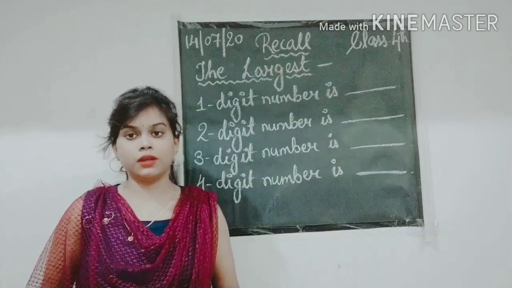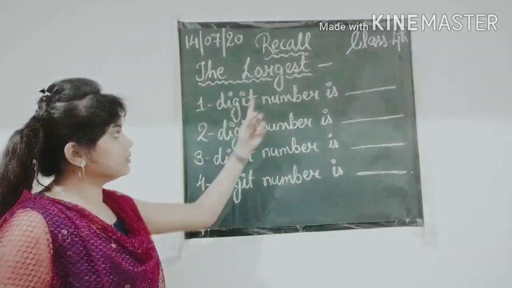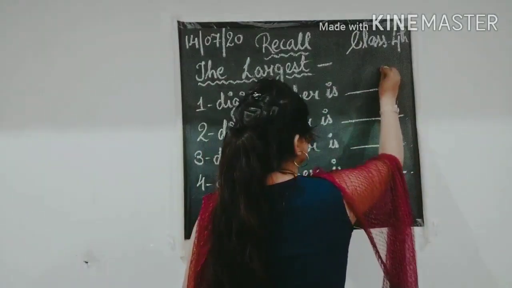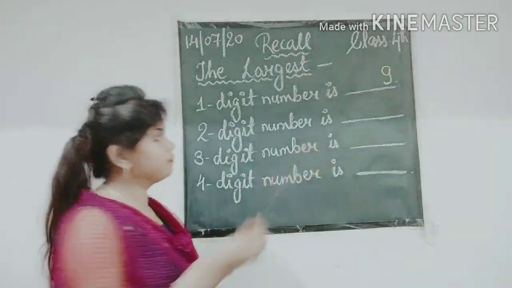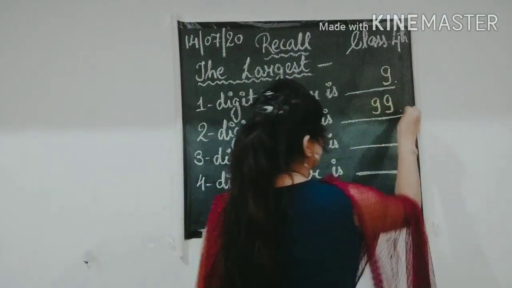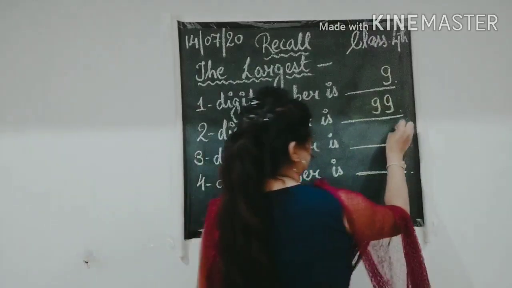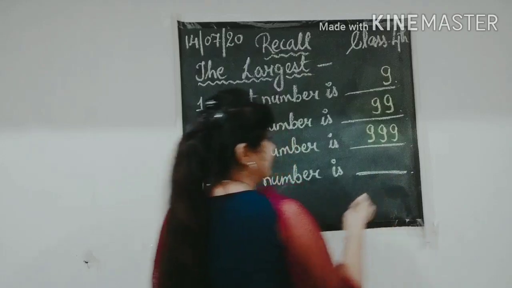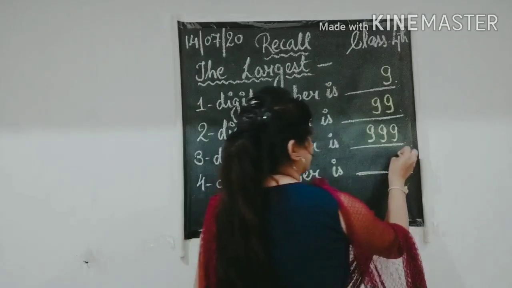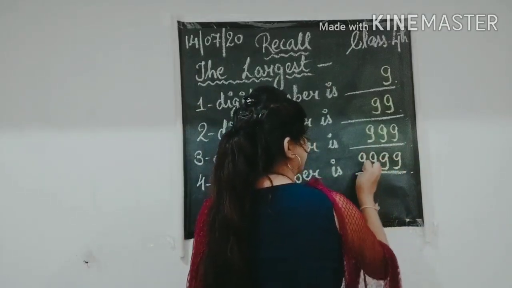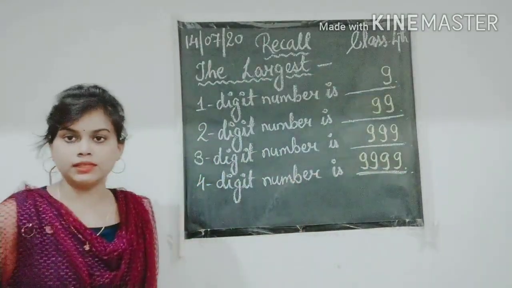So let's first recall whatever you have learnt in your previous classes. The largest one digit number is 9. The largest two digit number is 9 and 9, that is 99. The largest three-digit number is 9, 9 and 9, that is 999. The largest four-digit number is 9, 9, 9 and 9, 4 times 9, that is 9999.